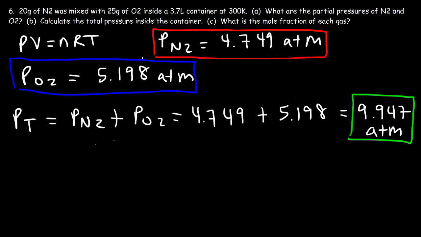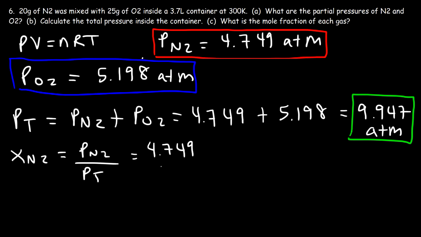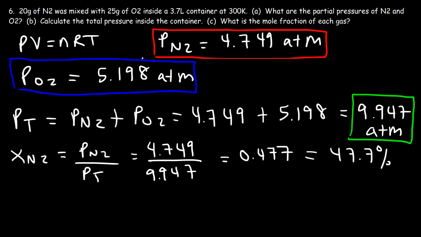Now let's move on to part C. What is the mole fraction of each gas? So the mole fraction of N2 is going to be the partial pressure of N2 divided by the total pressure. So that's 4.749 divided by 9.947. And so that's 0.477, which is basically 47.7%. However, the answer that you should report is that value.